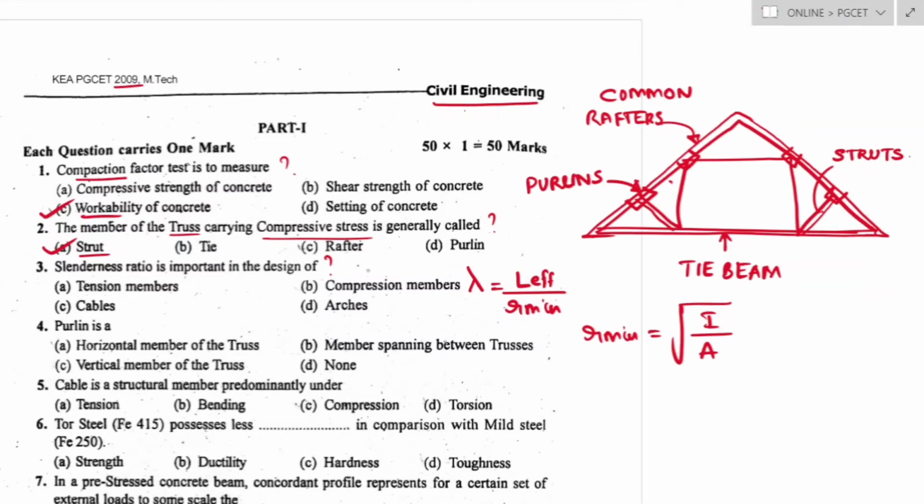Slenderness ratio is used to find out the design load as well as in classifying the column category such as short, intermediate or long columns. Slenderness ratio is an indication of buckling failure of the column. As the slenderness ratio increases, there will be more tendency of the column to fail by buckling. So option B is the right answer, that is compression members.